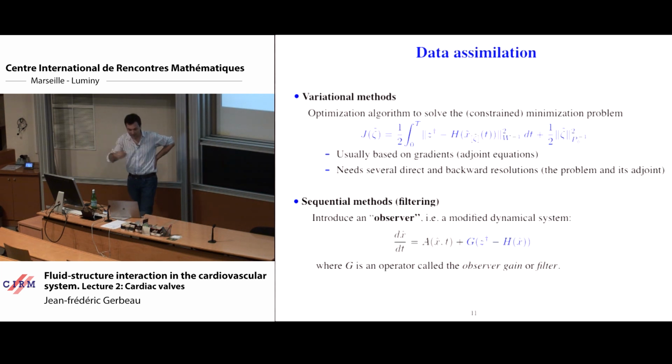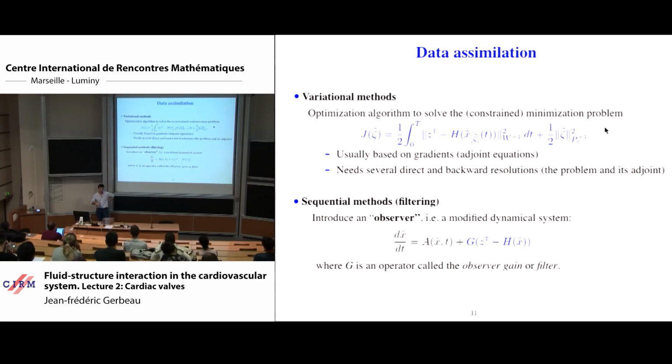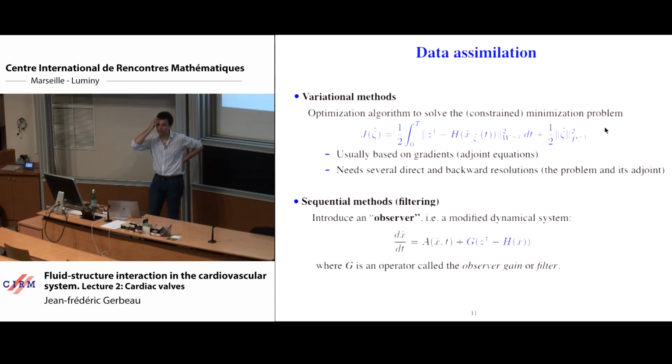Okay, and as Philippe said, we have two families of methods. Variational approaches, which consist in minimizing this cost function by introducing gradients, which are often based on adjoint equations. In that case, you typically need several direct and backward resolutions of the problem and its adjoint. Or sequential methods, or filtering methods, where you introduce this term.